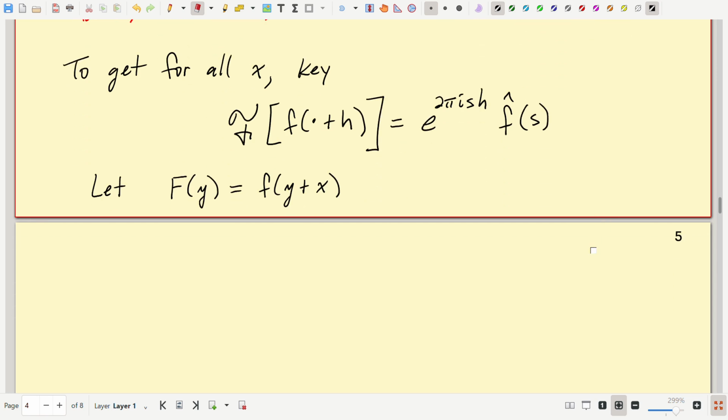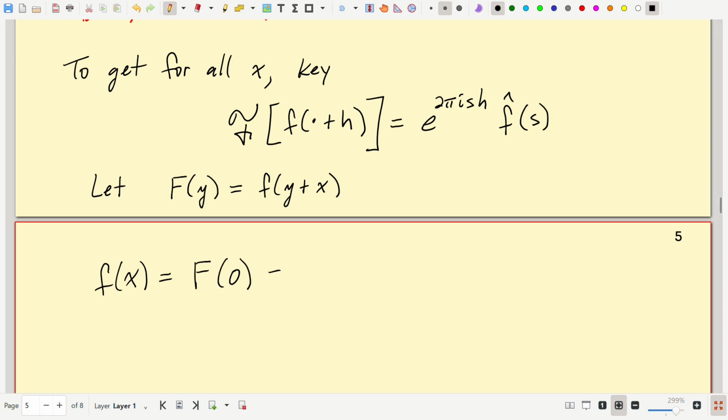So, if I use capital F of y as that translated thing, then f of x would be capital F of y equals 0. And we know this formula for this thing. And so that would be the integral from minus infinity to infinity of f hat of s ds. But f hat is the transform of that translated thing.